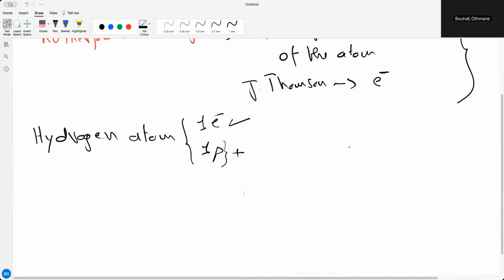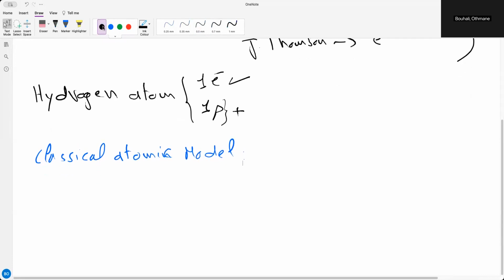So then they started looking at an atomic model, and the first model is what we call the classical atomic model, or classical model of the atom. So what is this classical atomic model? It is the following. We take the hydrogen atom. We know that there is a charge at the center, and there is an electron, and this electron is moving around the proton, or the positive charge.